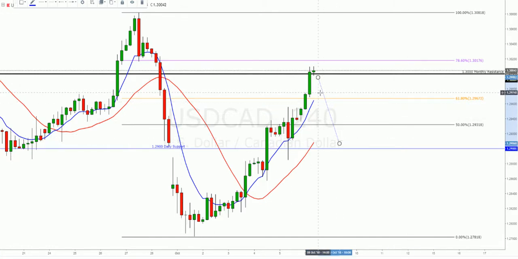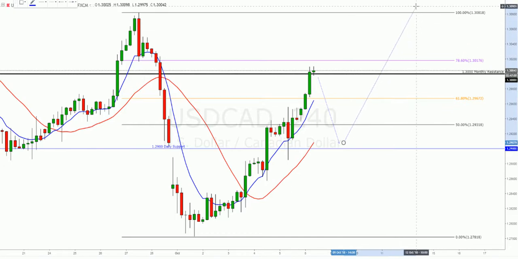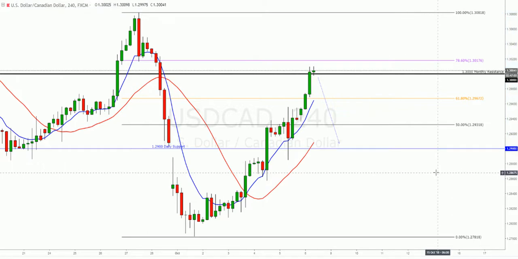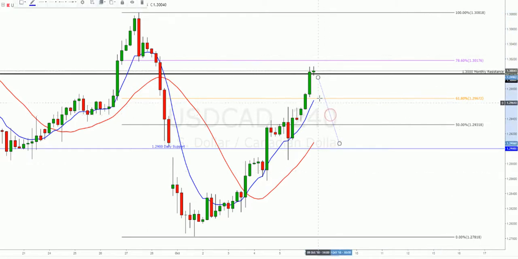give people a chance to enter shorts after the rejection of this, and then take off back towards previous highs. But as I say, I do expect some form of retracement, at least to retest the moving averages. We could see consolidation as the moving averages close in. But yeah, we've really got to watch this zone today, guys.